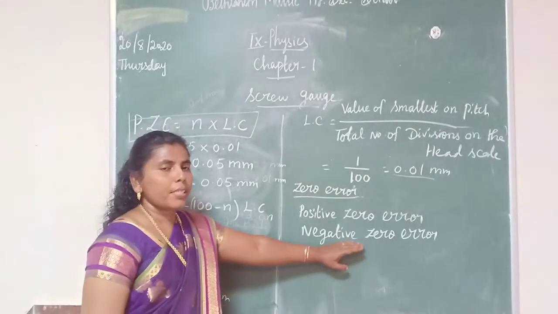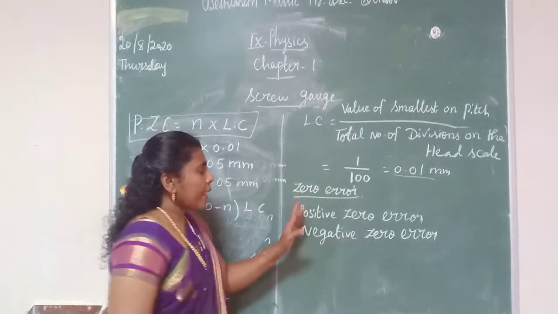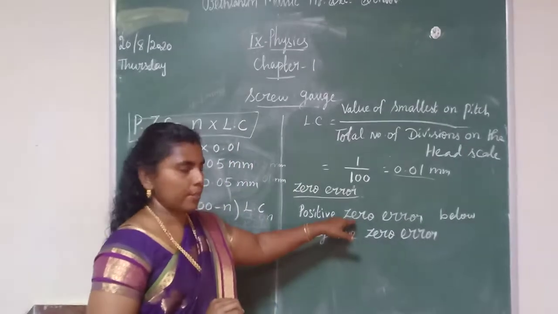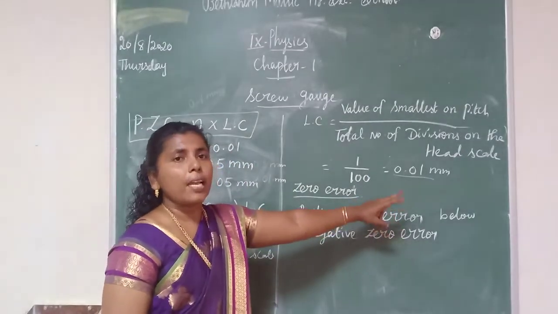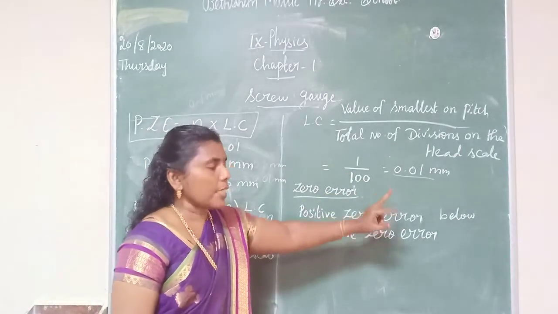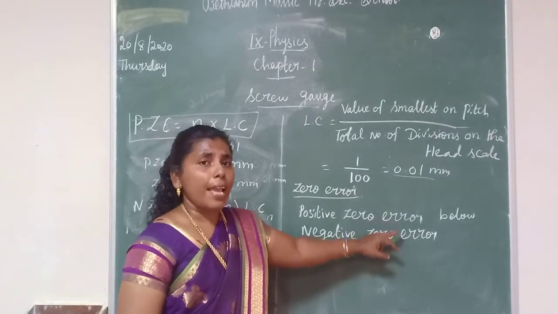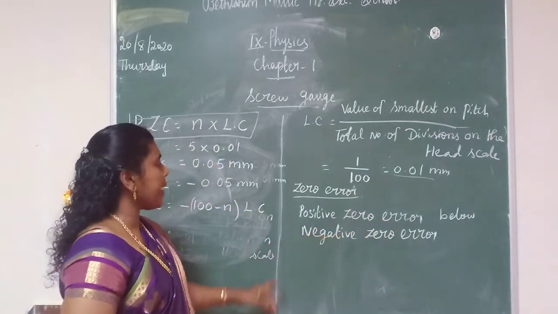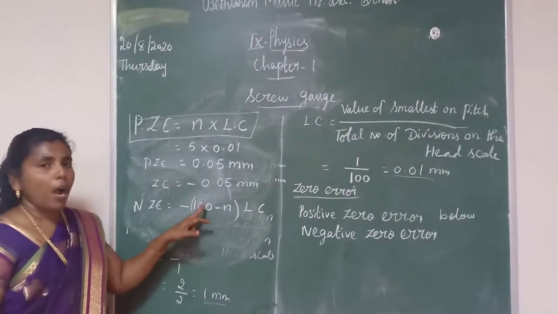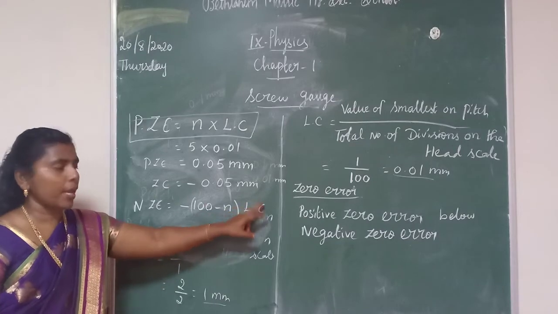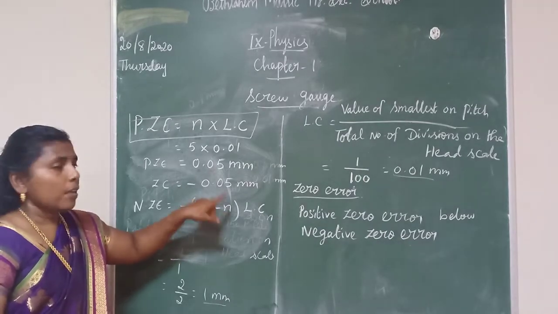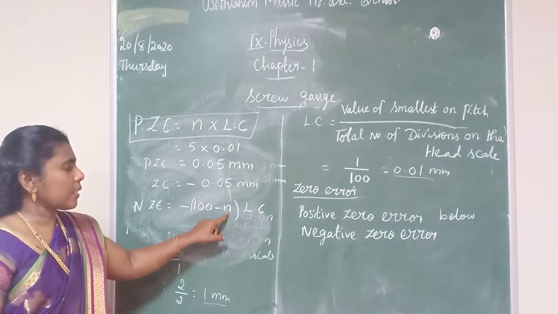Let us see what negative zero error is. Here we learned that when the zero of the head scale lies below the pitch scale axis, it is positive. Now, the zero of the head scale lying above the pitch scale axis is called negative zero error. The formula for negative zero error is minus of (100 minus N) into LC. The number of divisions on the head scale is 100, and N is the number of divisions that coincide.